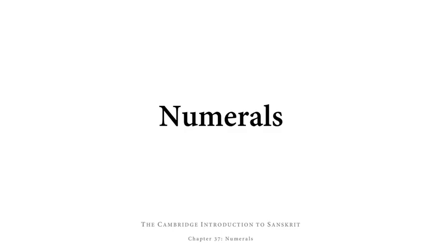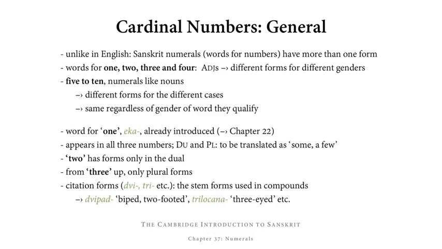Welcome to the video for chapter 37 of the Cambridge Introduction to Sanskrit, which is going to tell you about numerals. Numerals are words for numbers. We distinguish between cardinal numerals, that is words such as 1, 2, 3, 4, 5 and so on, and ordinal numerals or ordinal numbers, for example, first, second, third, fourth, fifth and so on.